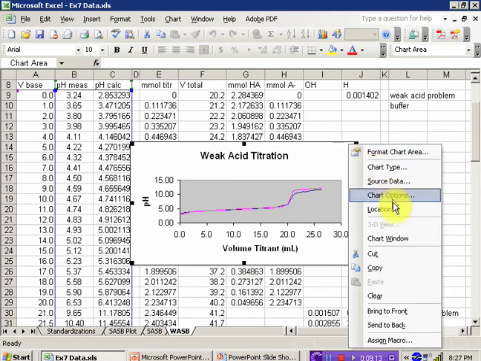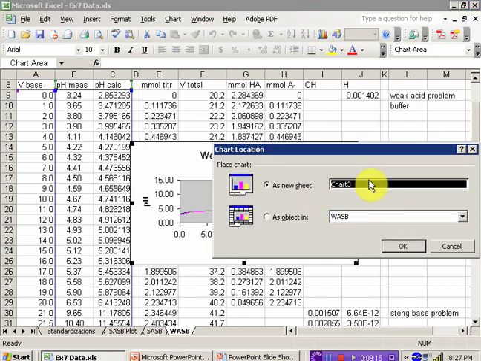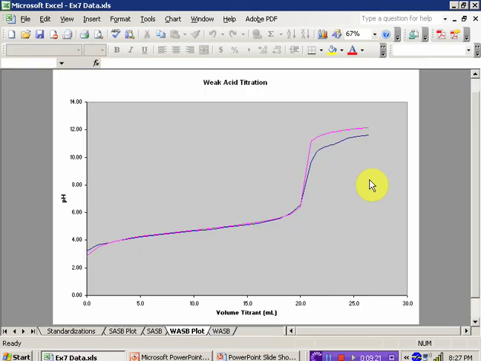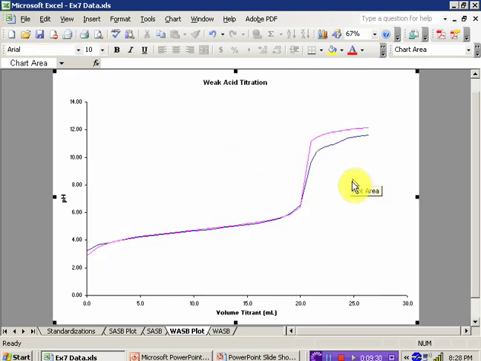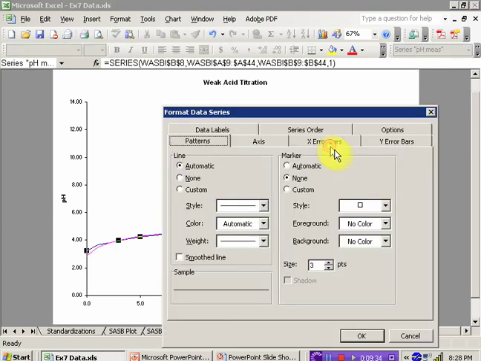Okay. Oops, I entered it so it went in the sheet. I want to make it a new tab. I can right-click on the chart, click Location, New Sheet, and I'm going to do my weak acid strong base plot. Okay, so there's my plot. It's on a nice separate page. I can select that gray area and delete it.